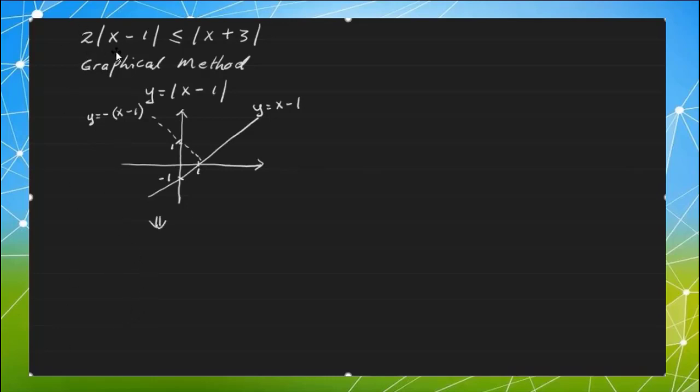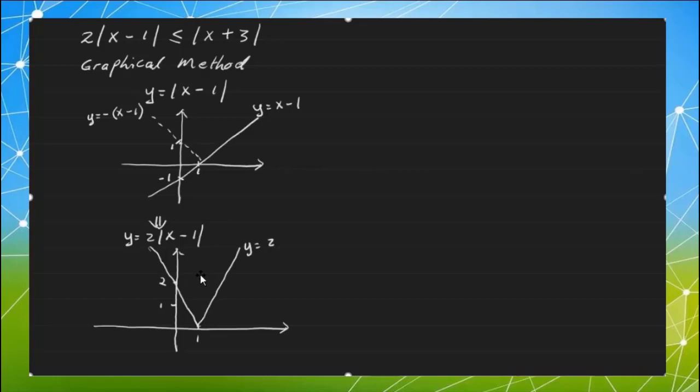Since there is a 2 in front of the modulus x minus 1, this means that all the values of y in this graph must be multiplied with 2. So after multiplied by 2, the y-intercept becomes 2. X-intercept remains the same. And when we compare the shape with the graph before, we find that the shape is steeper compared with the graph before.